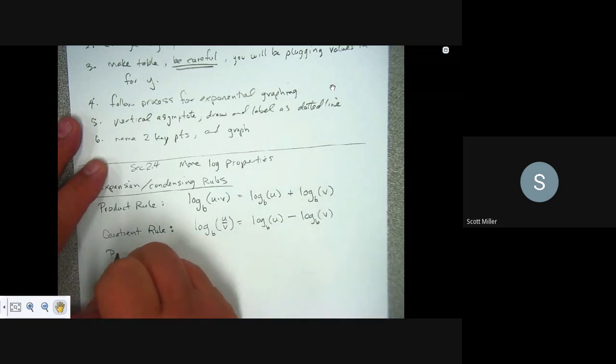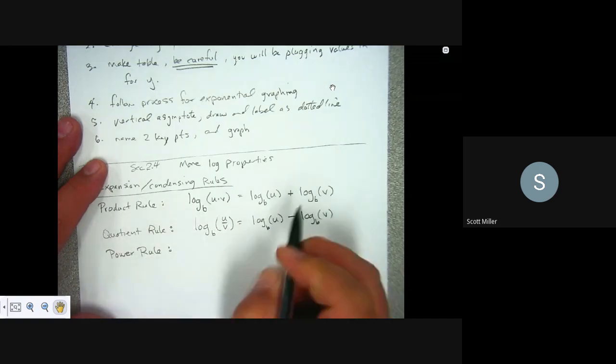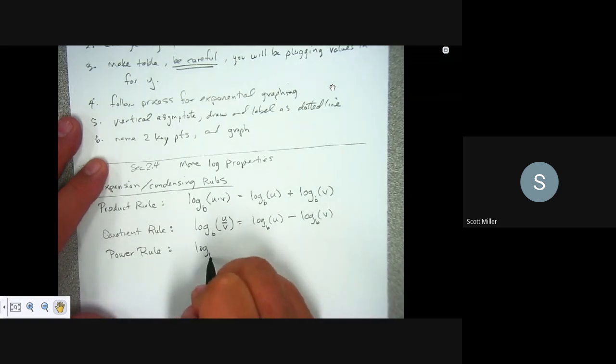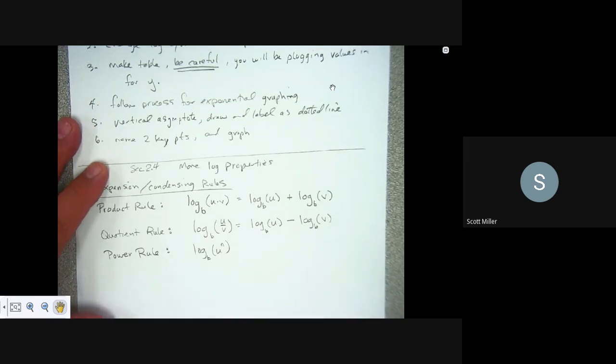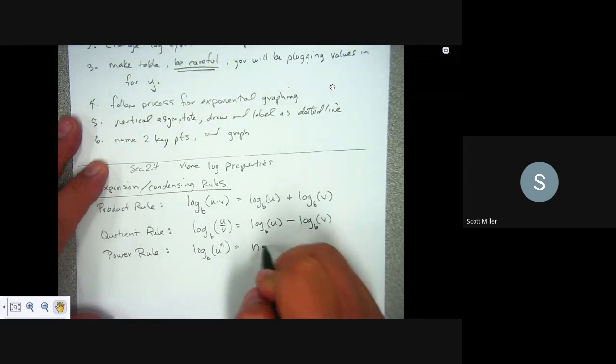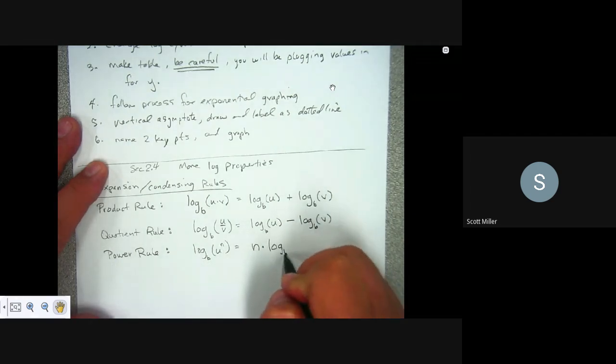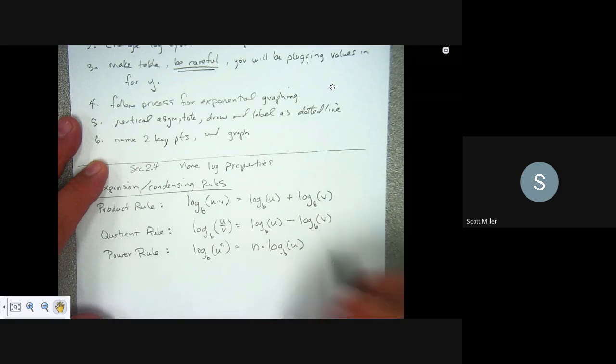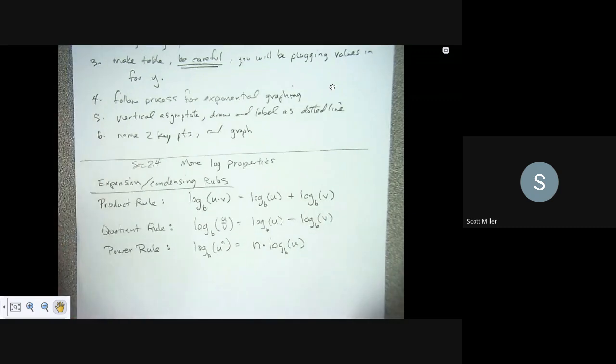The third and last one is the power rule. If I have the log base b of something to a power, I can take that exponent right there and multiply it out in front of the log, and it is the same. Just like so.